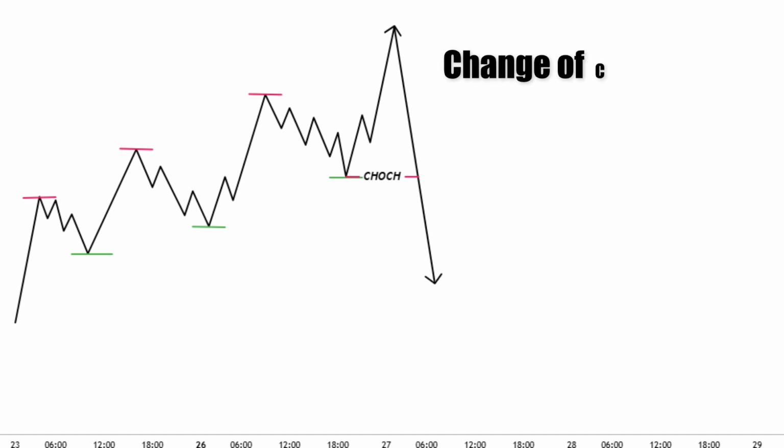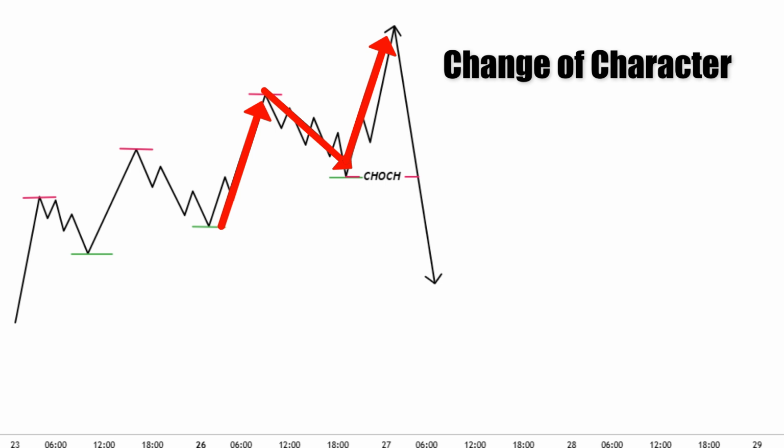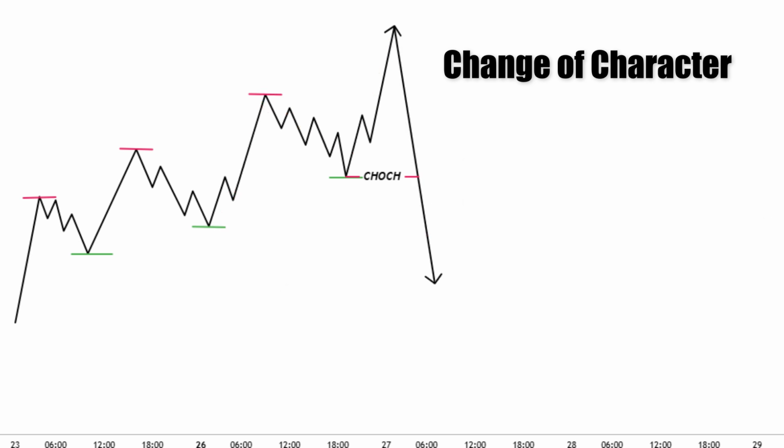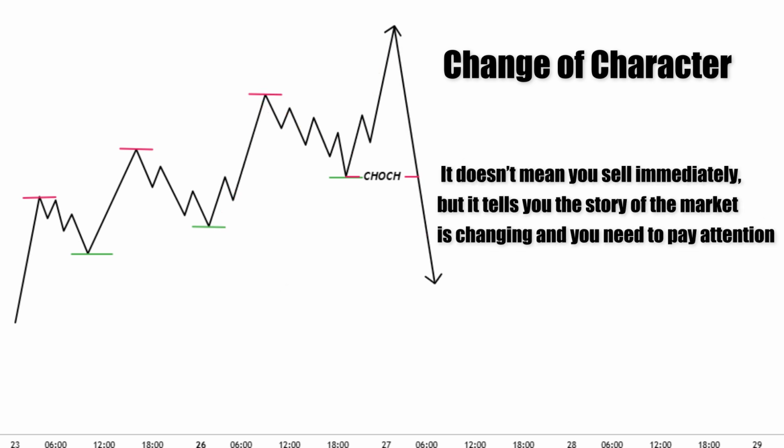Now let's talk about change of character, and this is where things get really important. Imagine the market has been bullish for a long time, making higher highs and higher lows, but suddenly, price breaks a key low. That is a change of character. This is often the first warning sign that buyers may be losing control and sellers may be stepping in. It doesn't mean you sell immediately, but it tells you the story of the market is changing and you need to pay attention.